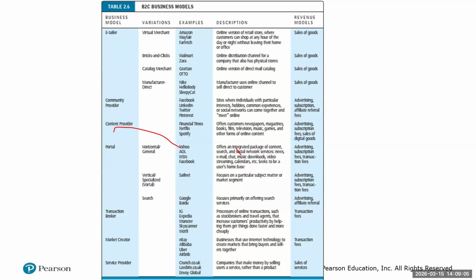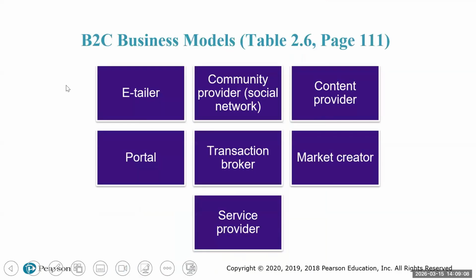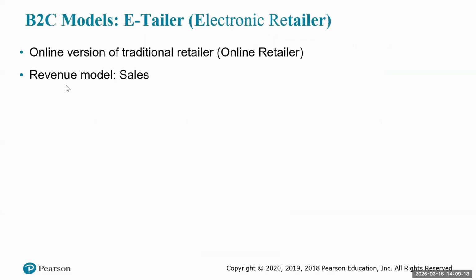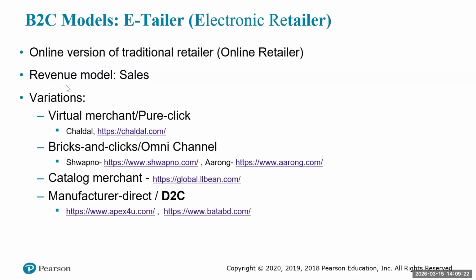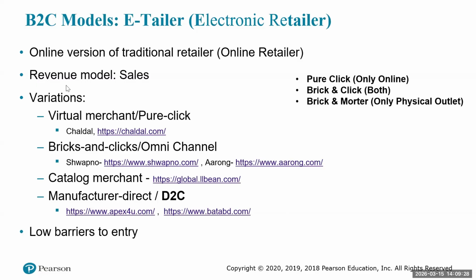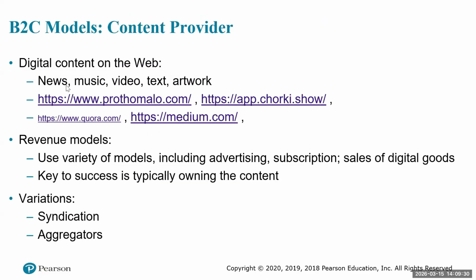Now let's see. Basically, this is what I have summarized in 7 categories: we have retailers, community providers, content providers, portal service providers, and then I have explained the rest already. In the previous examples and explanations, I have already shared with you. So this is what e-commerce types are.